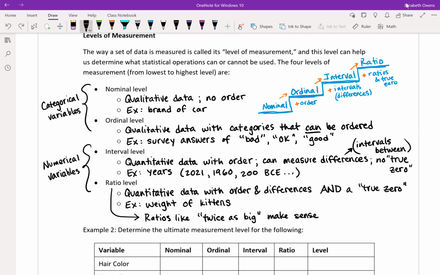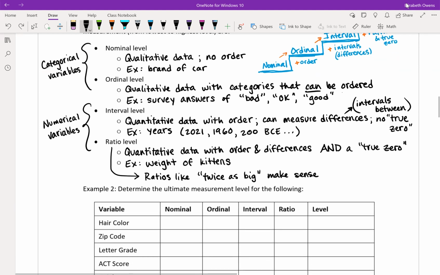And look at it as going up a staircase. So from nominal to ordinal, on that step, you add the ability to put categories in order. Then up another step, ordinal to interval, we keep order, but we add the ability to look at intervals or differences between data points. Then you go up to the highest level, ratio level, and we keep the things from before, order and intervals, but we add the ability to look at ratios and we add a true zero to that system.